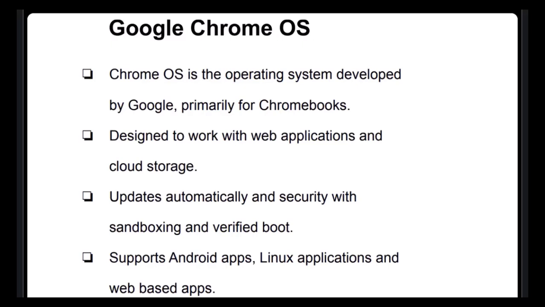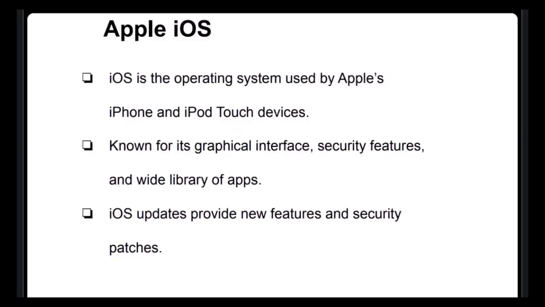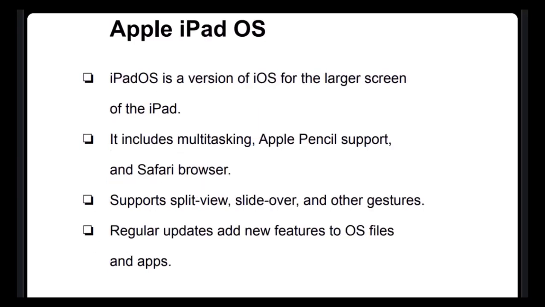The next three operating system types are those that we find on our mobile devices. The first two are created by Apple. We have Apple iOS and Apple iPad OS. The Apple iPad OS is the OS version that was created specifically for the iPad device. This is Apple's tablet device.